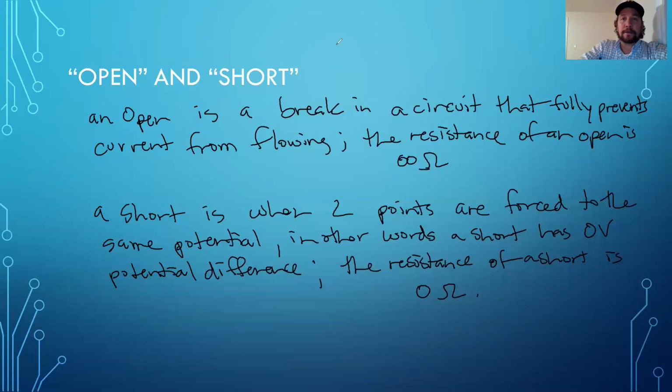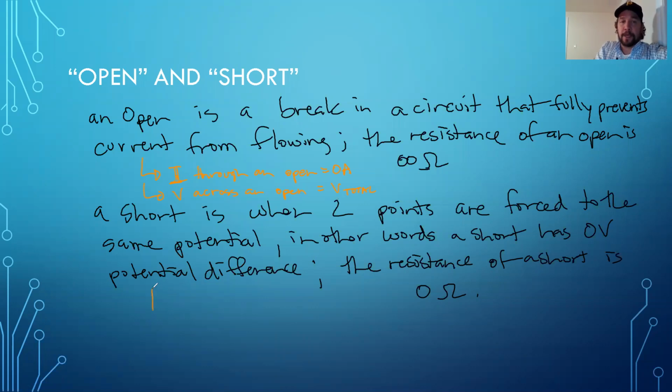Let me just add a couple of ideas before that. So I, as in current, through an open equals 0, because there can't be any. And voltage across an open equals V total, depending on the circuit. So you would actually see the total voltage there, and we'll prove that with an example.